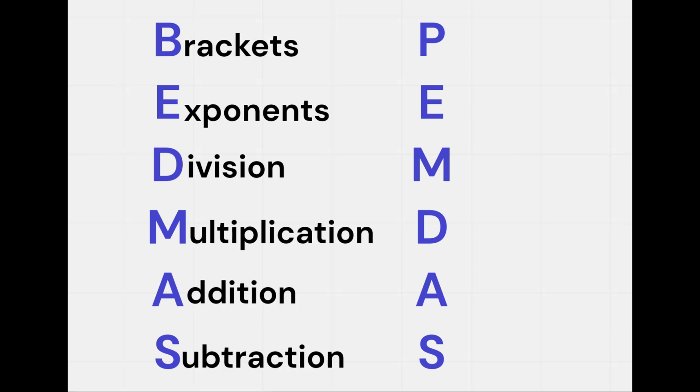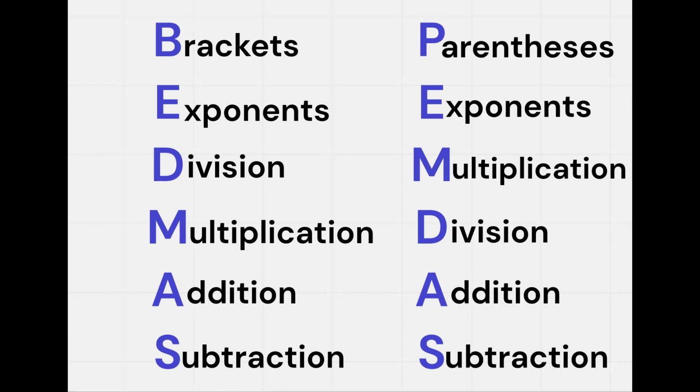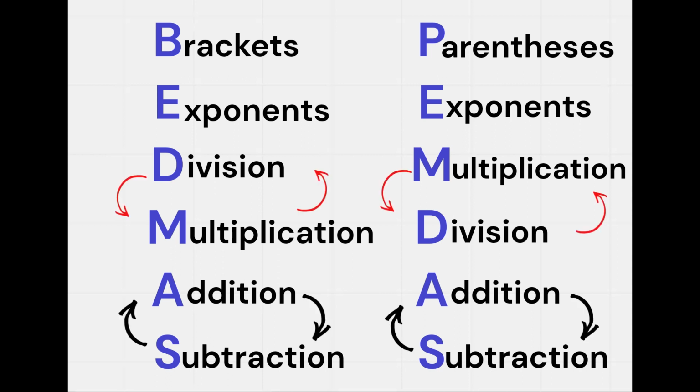To do this, we need to use BEDMAS or PEMDAS, depending on who you ask, but they are the same thing. BEDMAS stands for brackets, exponents, division, multiplication, addition, then subtraction, and PEMDAS stands for parentheses, exponents, multiplication, division, addition, and then subtraction. But since multiplication and division, or addition and subtraction, are interchangeable, the order of operations is the same regardless of which one you use.